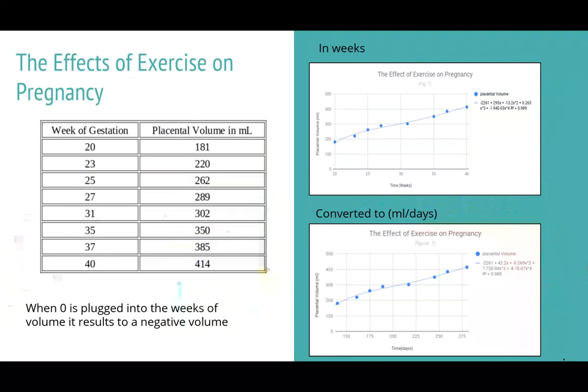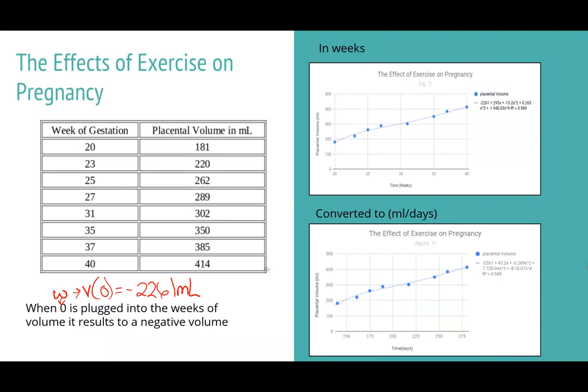We were given a new set of data. It was the effects of exercise on pregnancy. It was from the week of gestation to the placental volume in milliliters, which is our Y values, and the weeks are our X values. We had to graph that in Excel, which was also a polynomial of degree 4. We also wanted to see this in days, so we converted the weeks into days and regraphed it, and we also got a new fitted equation at degree 4.